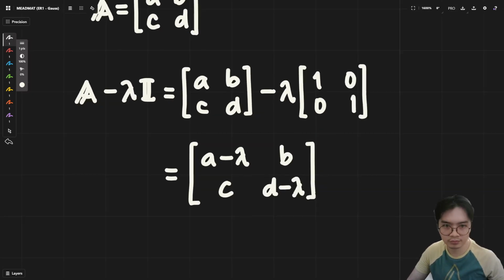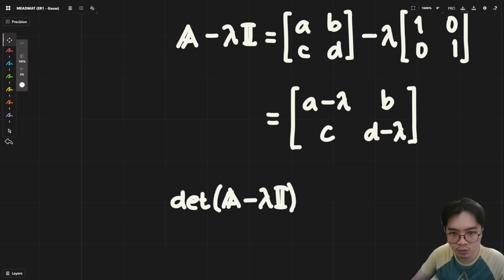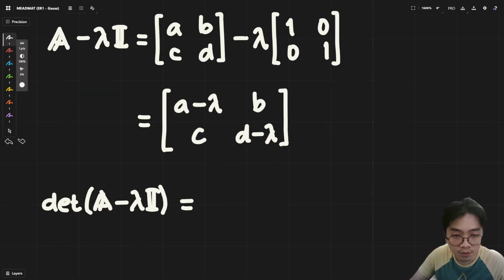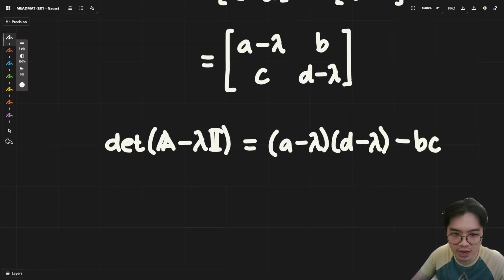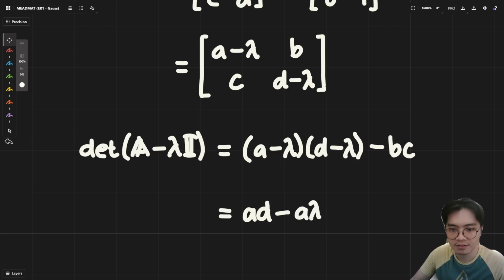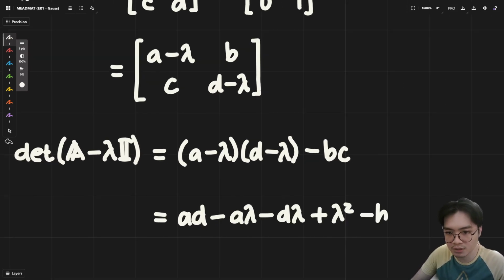Okay, now what? We will now take the determinant of A minus lambda I. What you will get is basically AD minus BC. So that's going to be (A minus lambda)(D minus lambda) minus BC. Let's try and expand this using FOIL: AD minus A lambda minus D lambda plus lambda squared, minus BC.